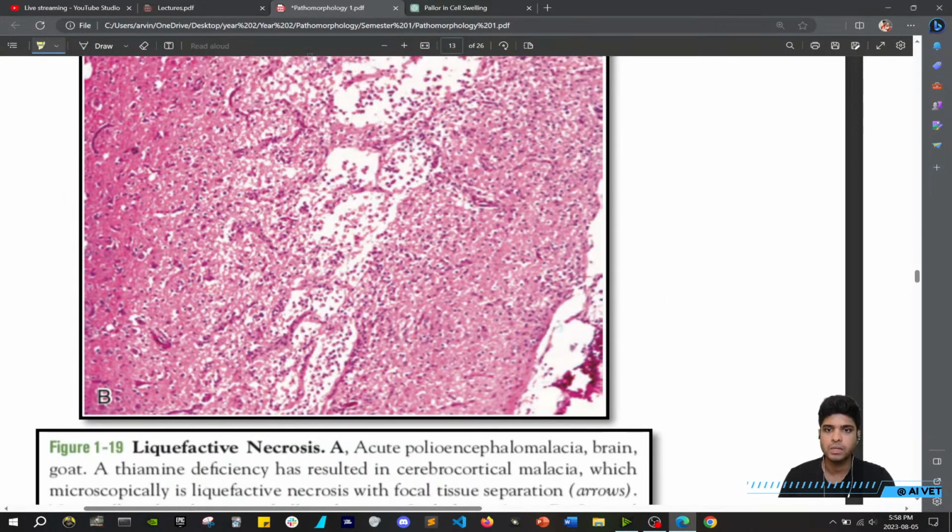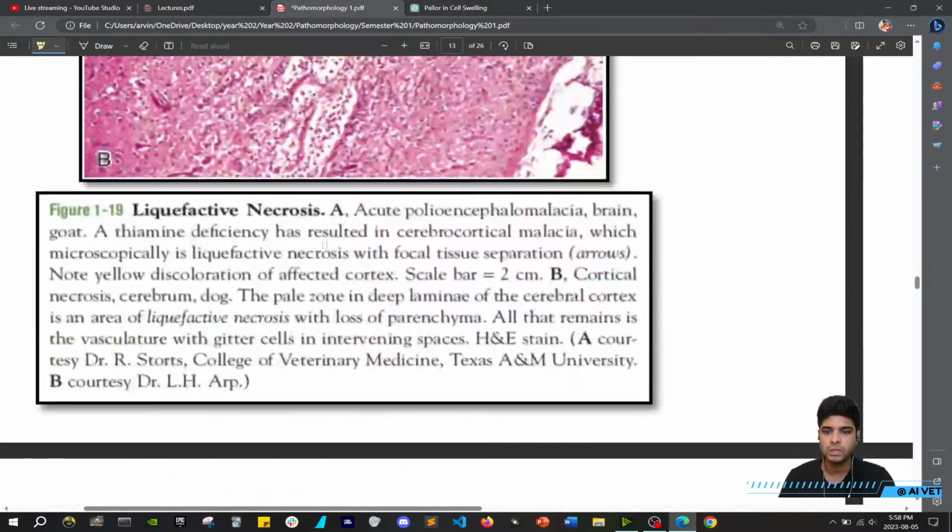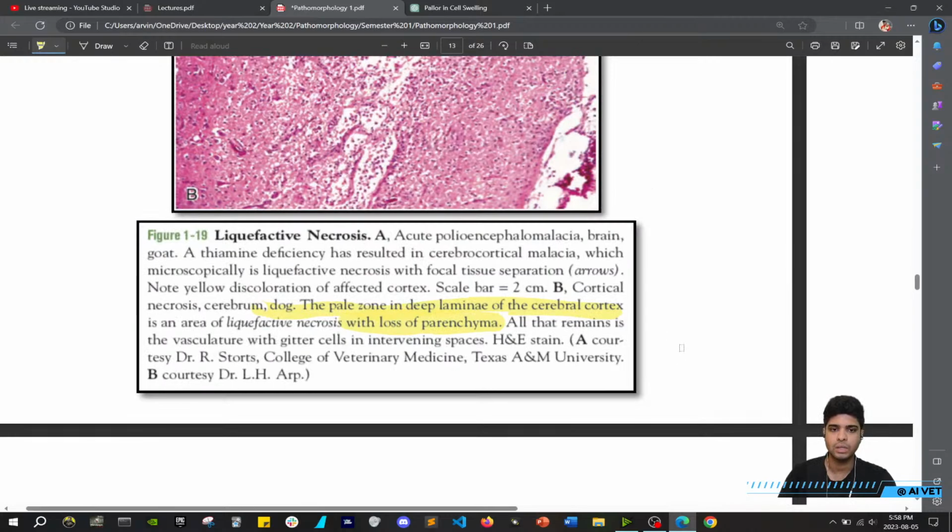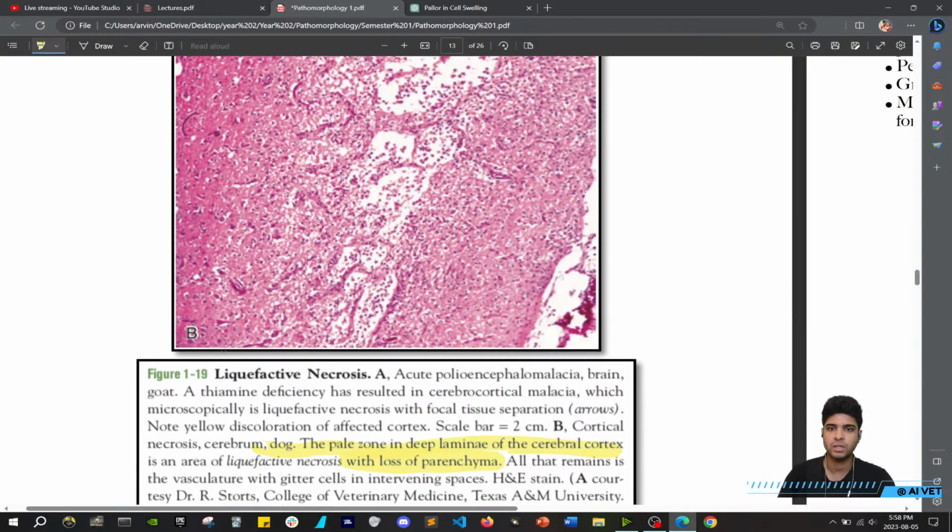You can see a pale zone where there are no cells, a pale zone of the cerebral cortex. There is loss of parenchyma. All that remains is the vasculature.